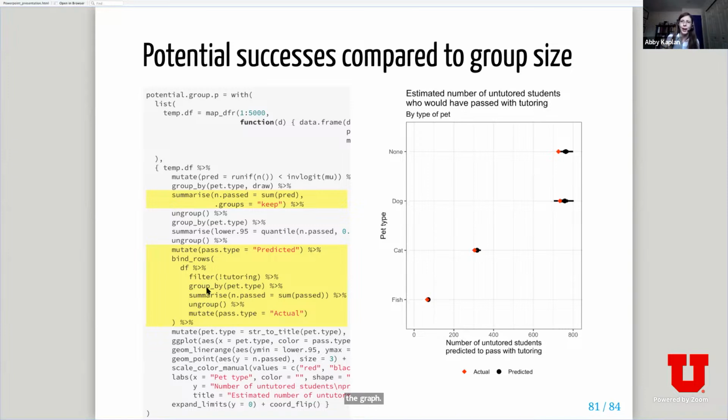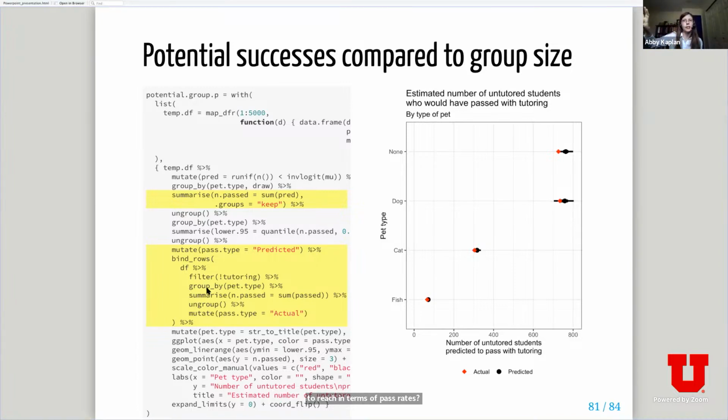So here's one thing that we've tried to show both the size of the group and the size of the benefit. So here we've switched the direction of the counterfactual. Now we're saying start with the untutored students. Well, if we have tutored you, what could we have aspired to reach in terms of pass rates? The red diamond shows the number of passes we actually got.